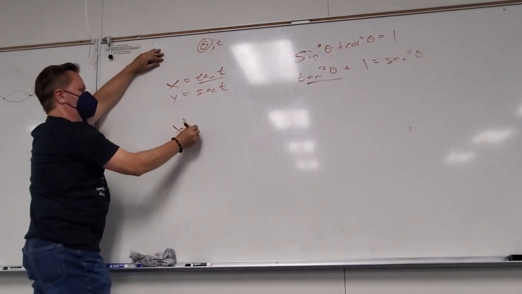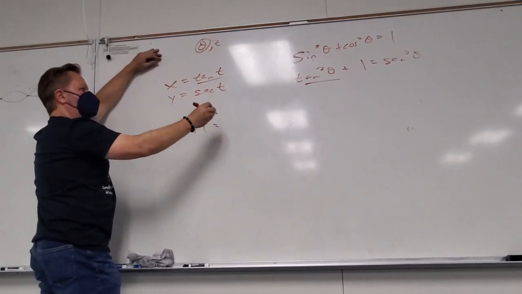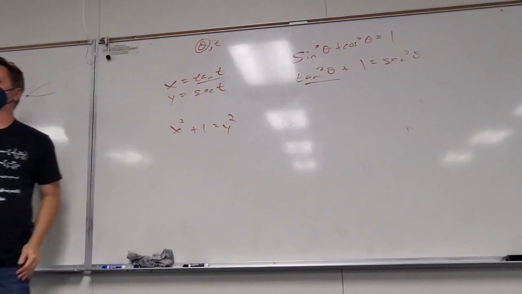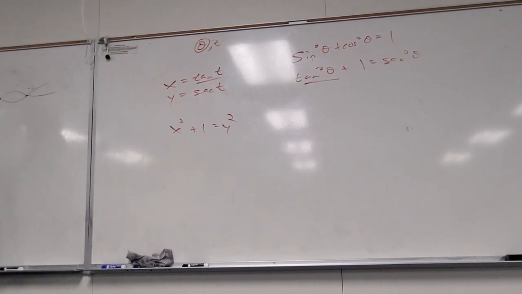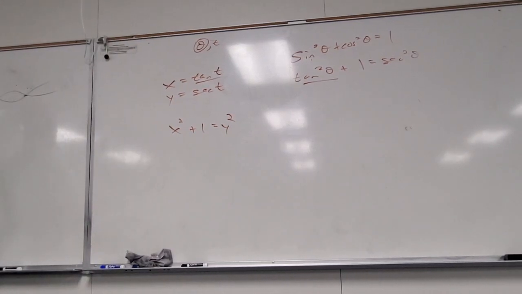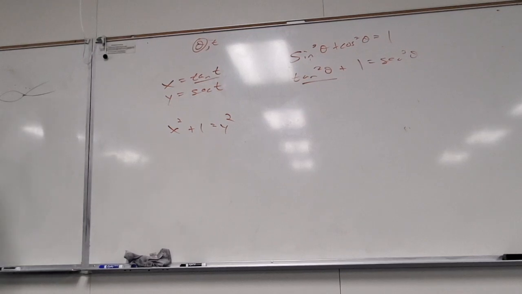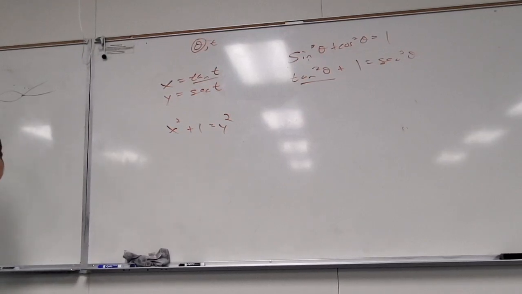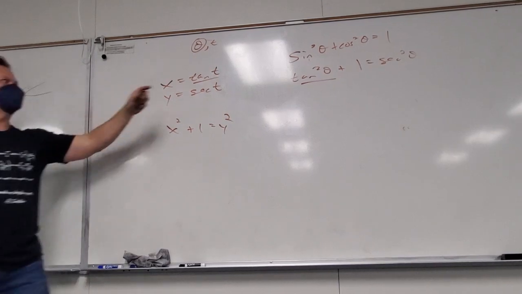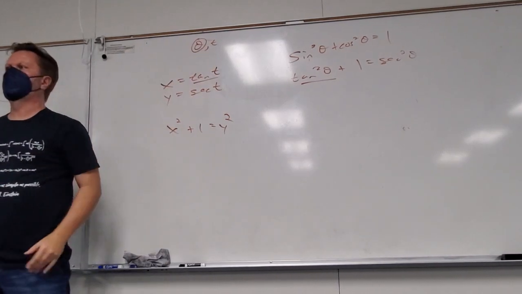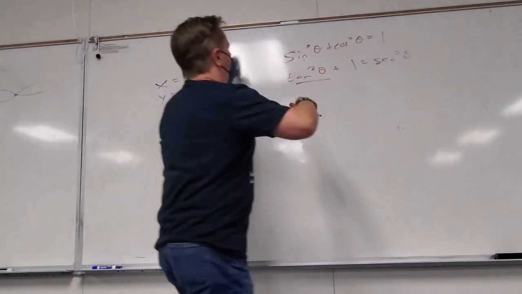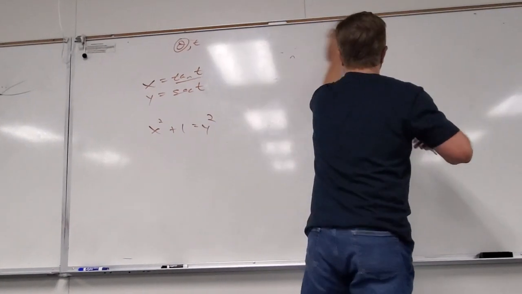x squared plus 1 equals y squared. Does everybody see that? Parameter eliminated, right? Now, in a more sophisticated way, instead of just solving for t and throwing in the other one, watch what happens if you do solve for t. What do you get? Pick one of them to solve for t.